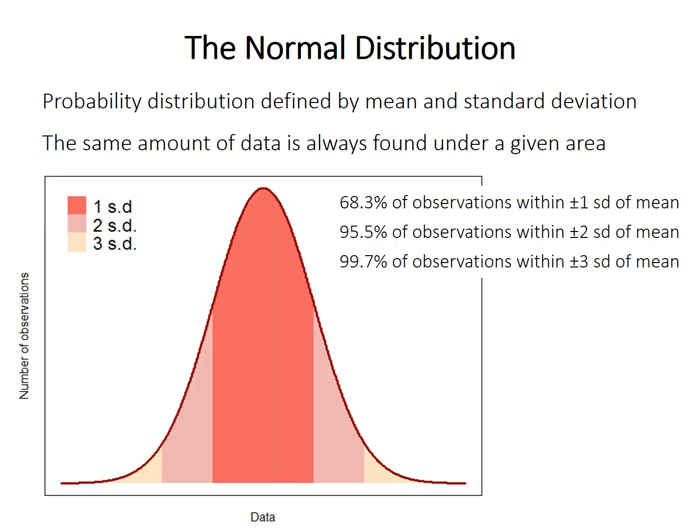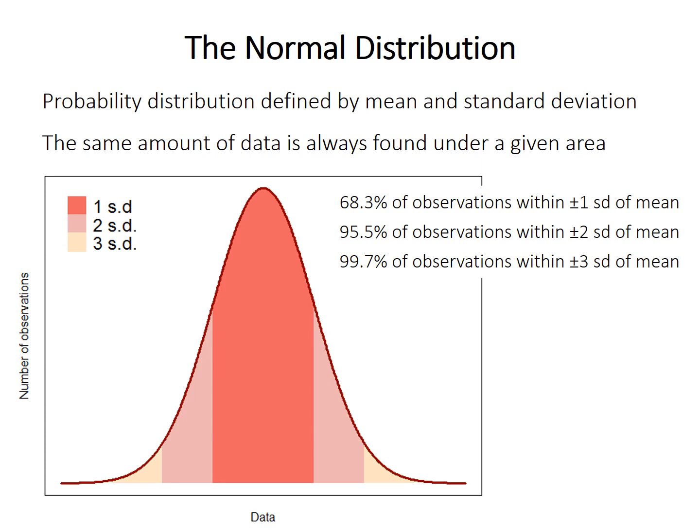The normal distribution is a continuous probability distribution described by two parameters. It has a mean and it has a standard deviation. I won't go into a lot more details about it right now, but it does have one extremely useful feature. Regardless of the shape of the normal distribution, regardless of its mean or its standard deviation, the same amount of data always occurs under a given area of the curve.